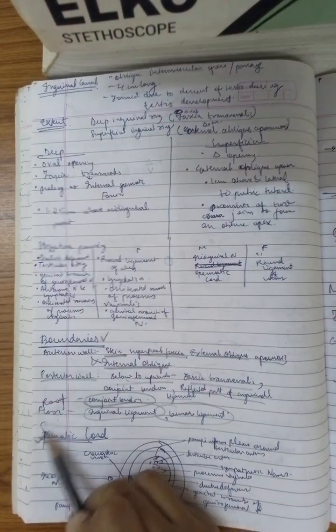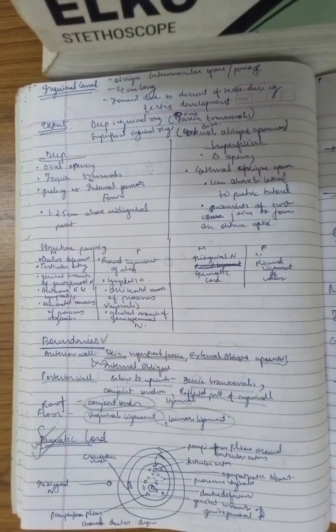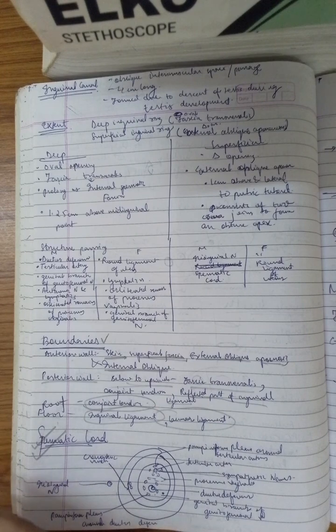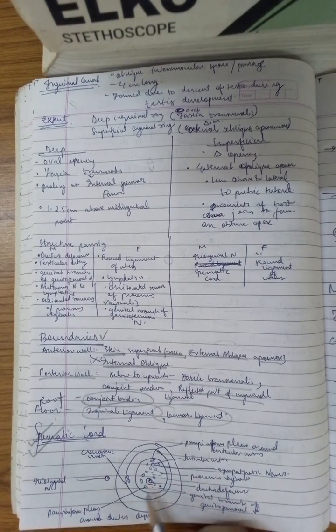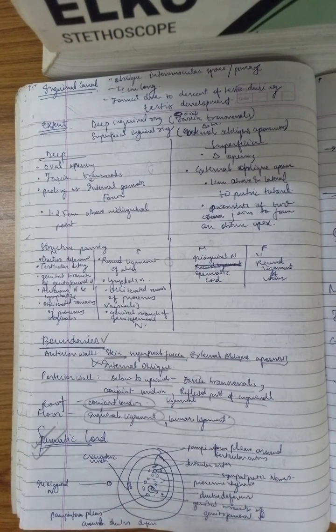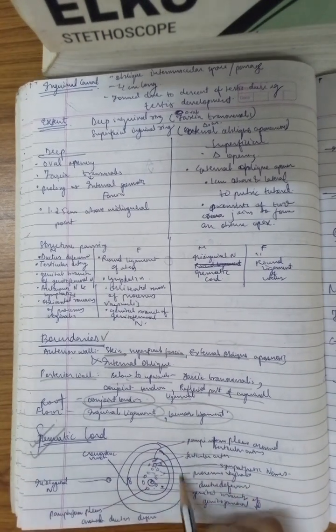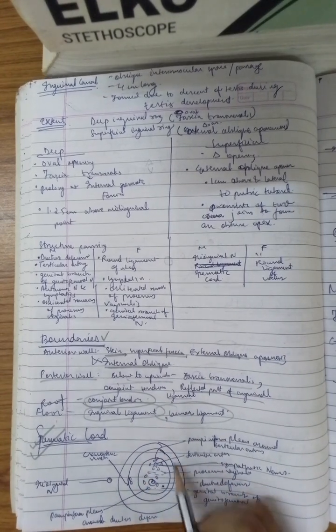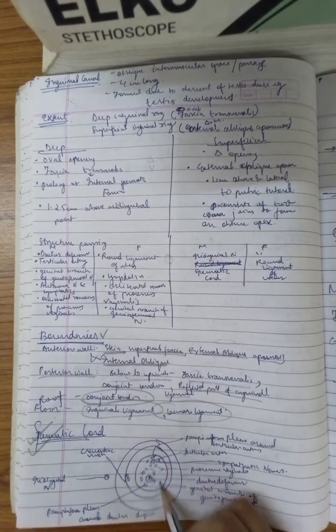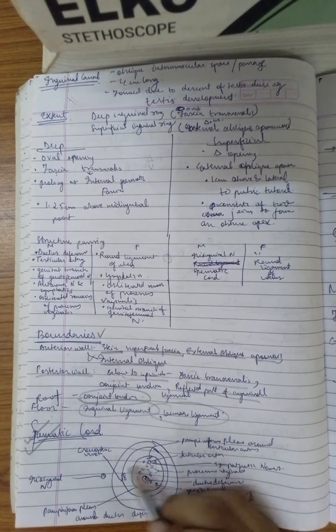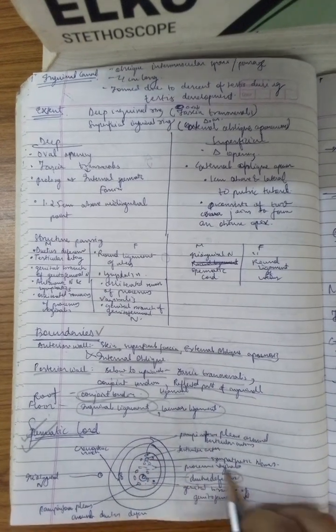Then comes the spermatic cord, which is one of the most important contents of the inguinal canal, because it descends down and then develops into the testis and all. So it contains the ductus deferens. Now the coverings of the spermatic cord: there is external spermatic fascia, there is cremasteric fascia, and there is internal spermatic fascia. External, cremasteric and internal, and then there is the ductus deferens.